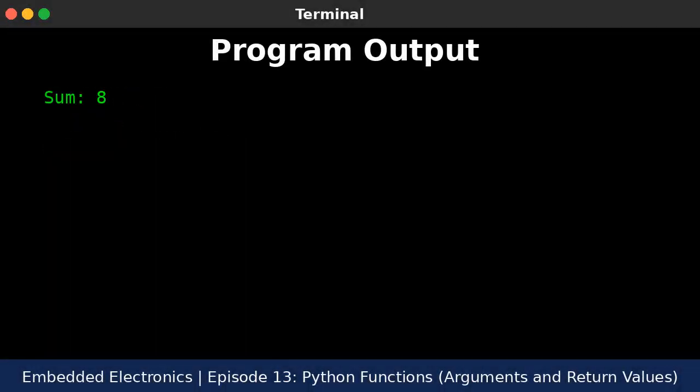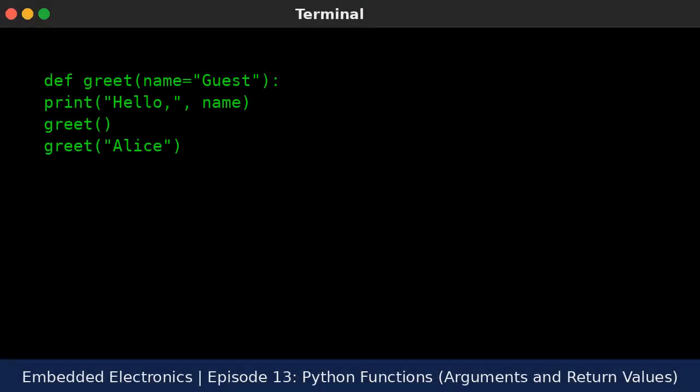The output of example 1, function with positional arguments, is as follows. Sum 8. Here, the function greet uses a default argument. If no name is passed, it greets guest.